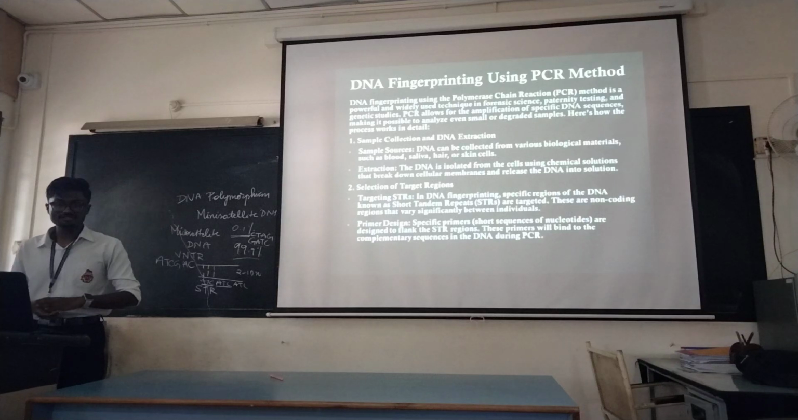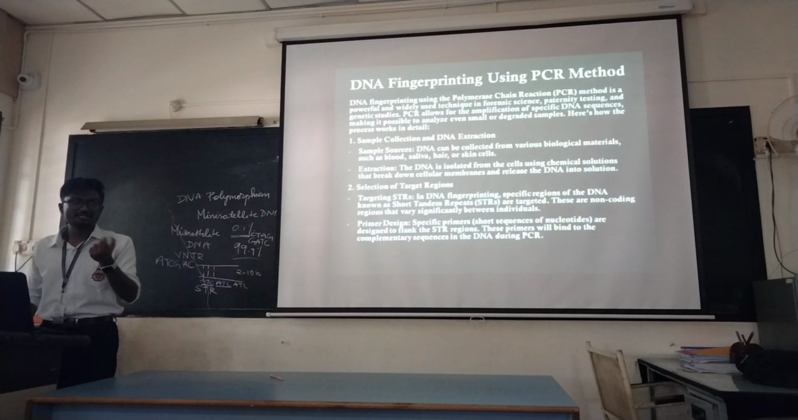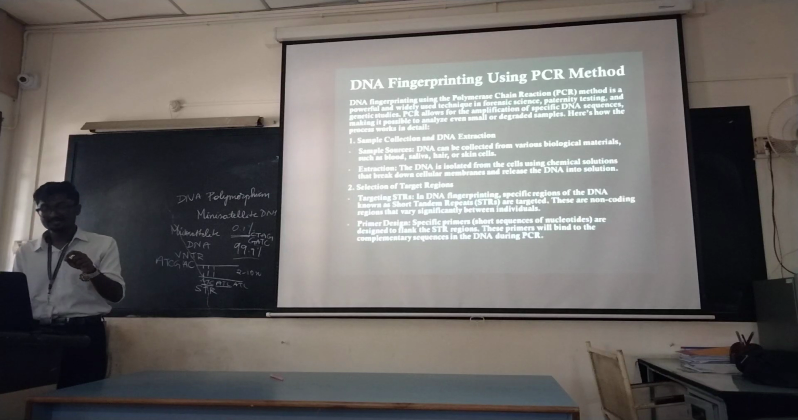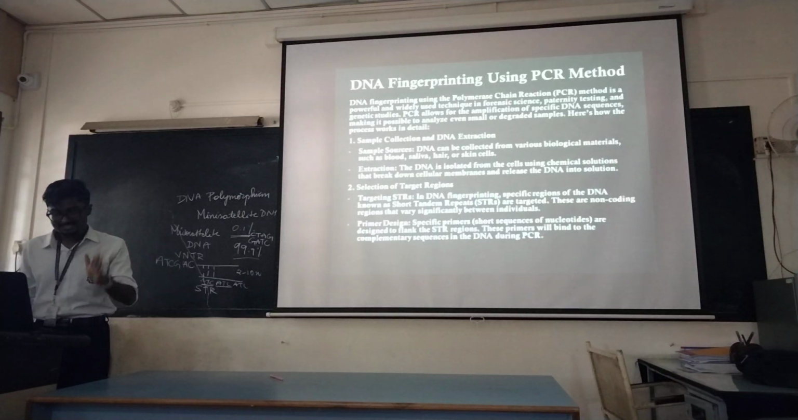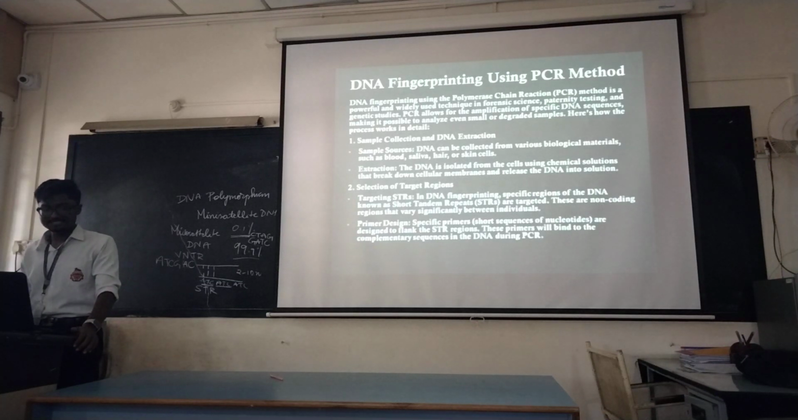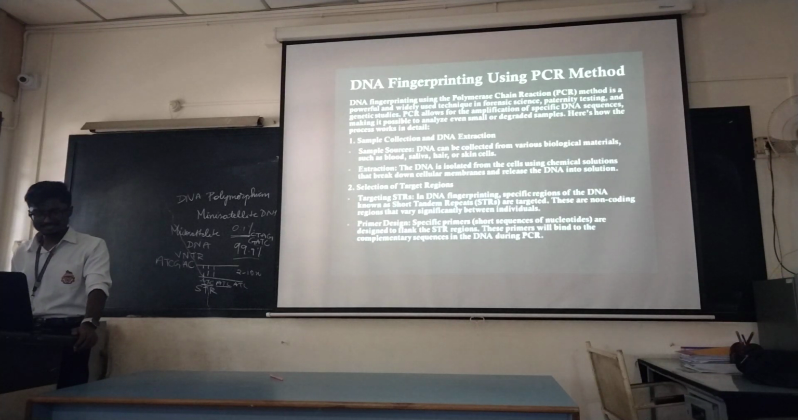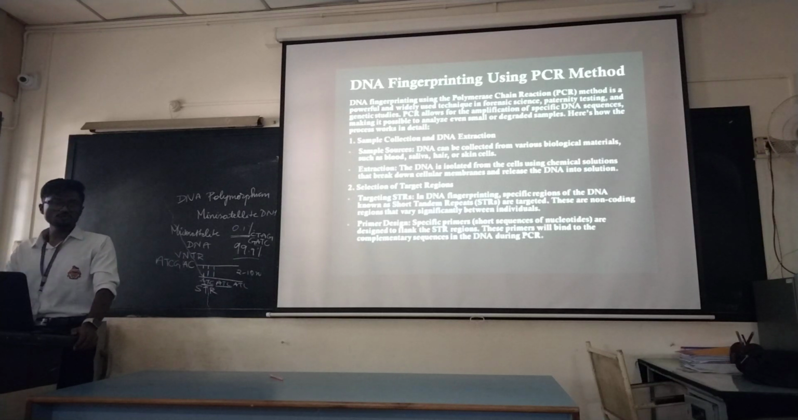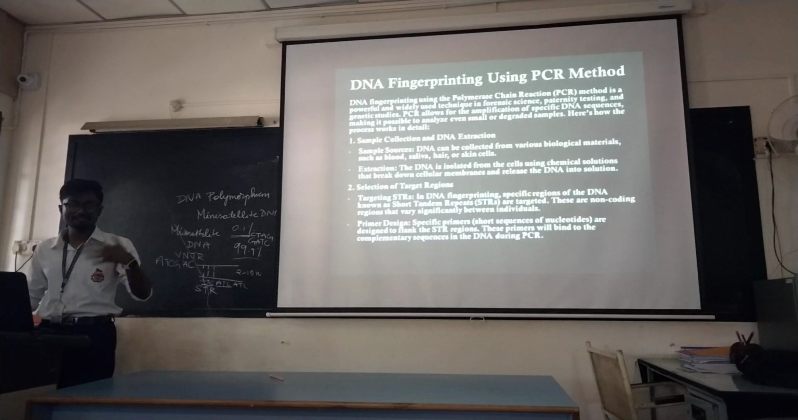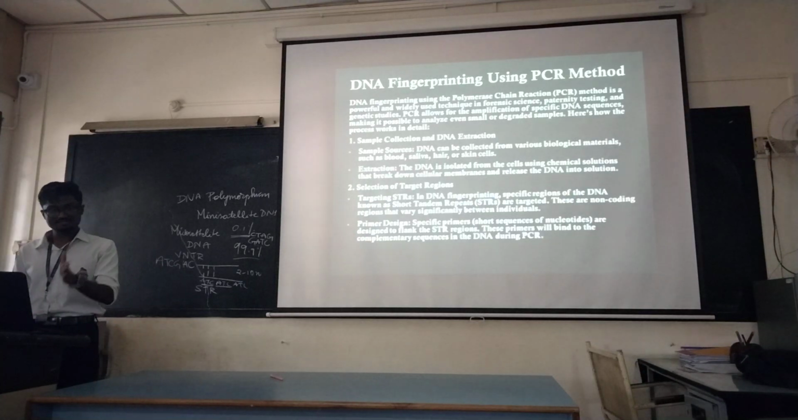You get the sample, maybe one drop of blood or a hair follicle, and using that hair follicle they extract DNA. First thing, sample collection and DNA extraction. DNA can be collected from various biological materials such as blood, saliva, hair or skin cells. The DNA is isolated from the cells using a chemical solution. So you already extracted DNA; isolation of DNA again using some chemical method.